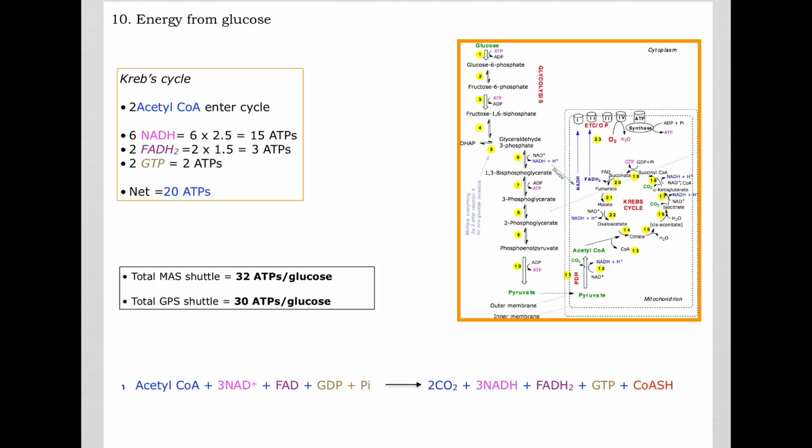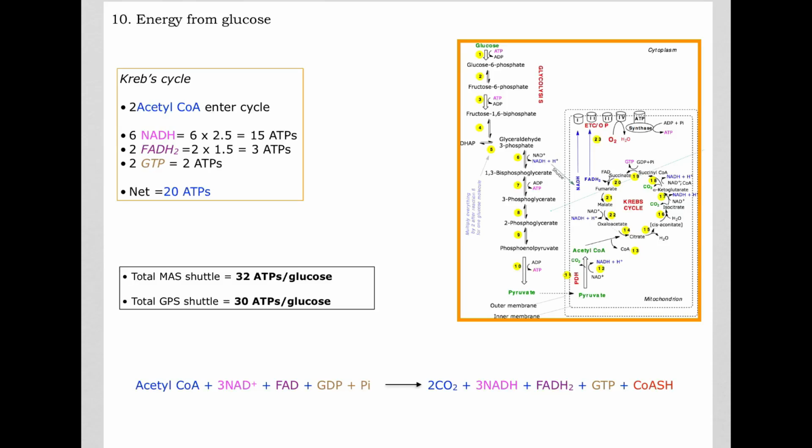So you can see from the net equation of the cycle, acetyl-CoA goes into the cycle, the 2 carbons of each acetyl-CoA come out as carbon dioxide, and what we produce is products like NADH, FADH2, GTP, and coenzyme A.